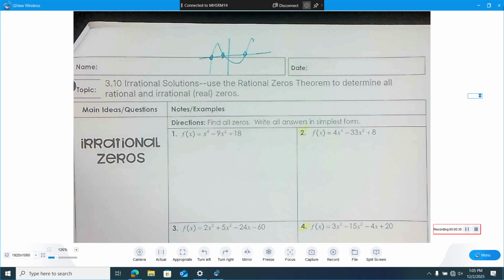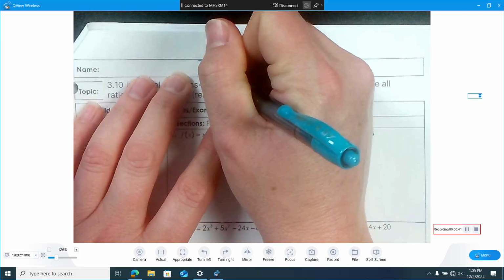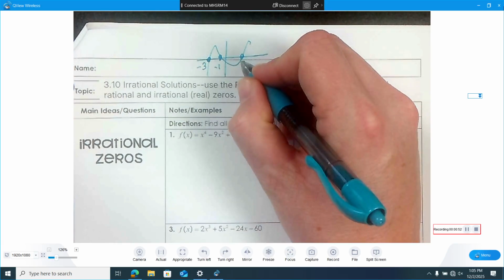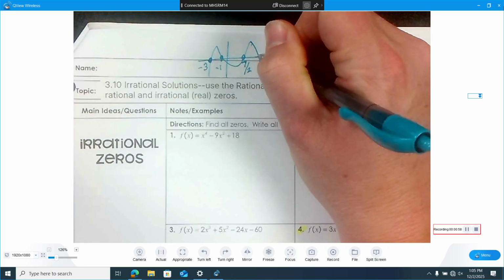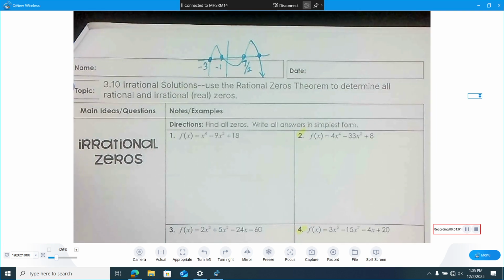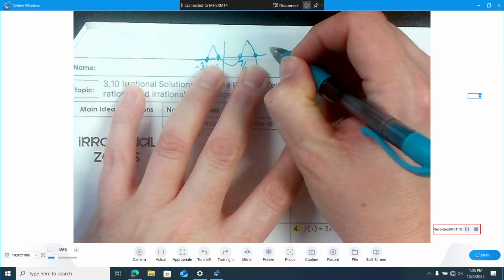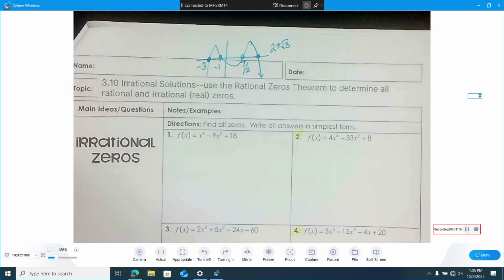So sometimes, like yesterday, those zeros were nice numbers. Maybe it was a really nice -1, or maybe it was a really nice -3, where it's crossing the axis. So those zeros turned out really nice. Maybe it was a nice fraction, like 7½. But maybe today, one of the zeros is a crazy, irrational decimal, something like 2 plus radical 3. So it's a crazy irrational number.